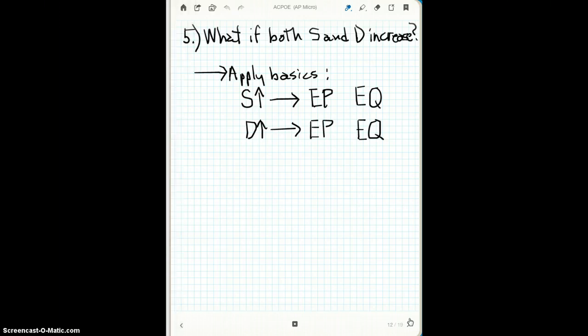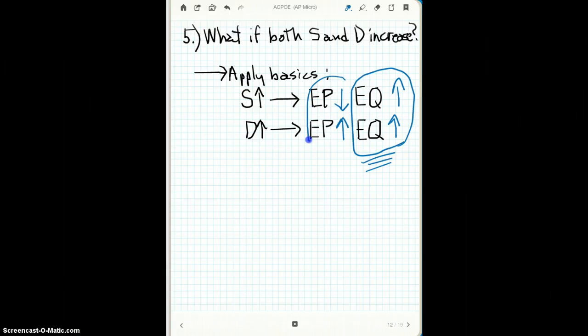So, point 5, what if both supply and demand increase? Well, let's apply our basics. If supply, for example, were to increase, we know that equilibrium price would decrease, but equilibrium quantity would increase. And if simultaneously we had an increase in demand, we know from before our basic cases that the impact on equilibrium price and quantity moves in the same direction. So for both reasons, notice that equilibrium quantity is going to rise. So we can say with a fair amount of logical consistency and solidness that equilibrium quantity in this case is going to increase.